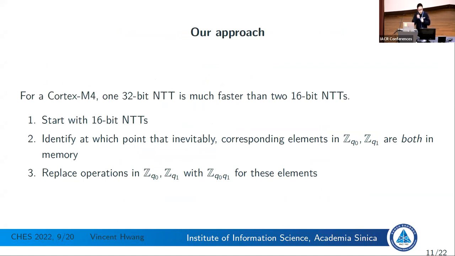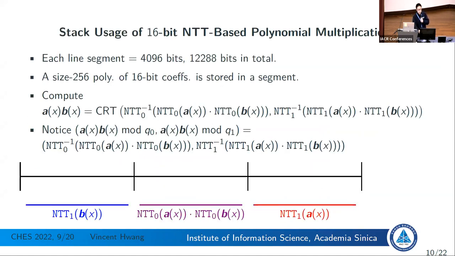So the idea is that in a 16B NTT-based approach, we first compute the 16B NTTs for polynomial A. Now our observation is that since the 16B results are already in memory, instead of applying two 16B NTTs, we want to replace such computations with one 32B NTT, because we know on Cortex-M4 that 32B NTTs are amazingly fast. So by applying a similar idea to the inferences of 16B NTTs, we're able to achieve another speedup, even with the same stack usage.